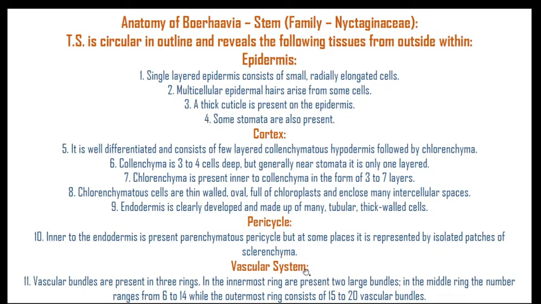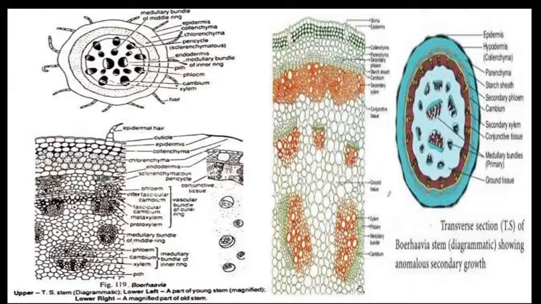Below the pericycle there is the vascular system, which is nothing but the vascular bundles, cylinder or stele. The vascular bundles are present in 3 rings. In the innermost ring, 2 large bundles are present at the center. In this diagram, there are 2 bundles at the center.